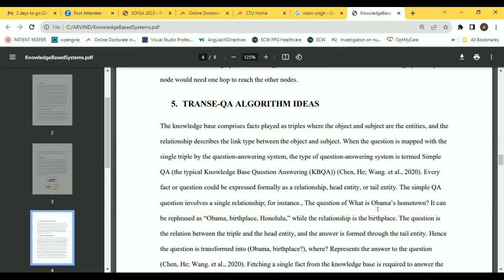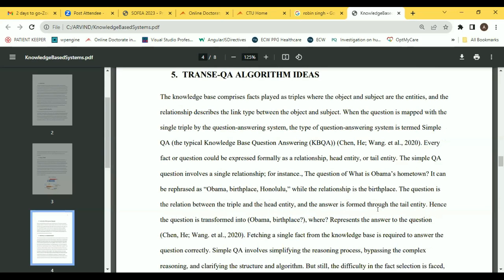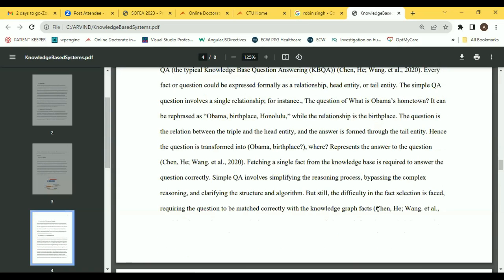That is simple question answer. So every question would be formally expressed as the head entity, relationship, and the tail entity. The simple QA question would involve the relationships. Fetching the single fact from the knowledge base would be sufficient to answer the question appropriately.